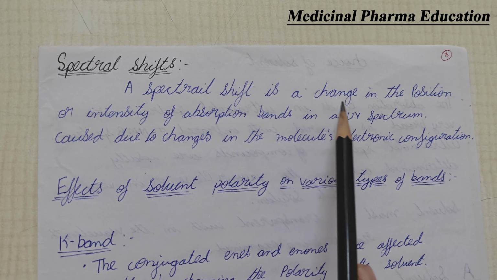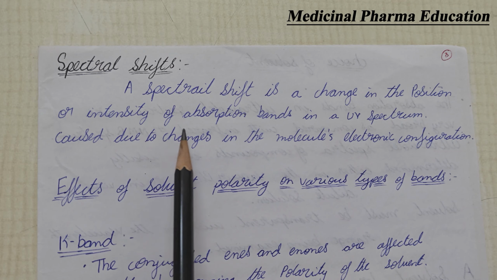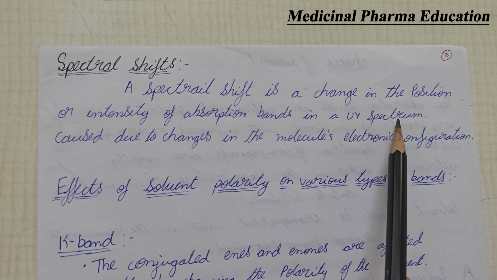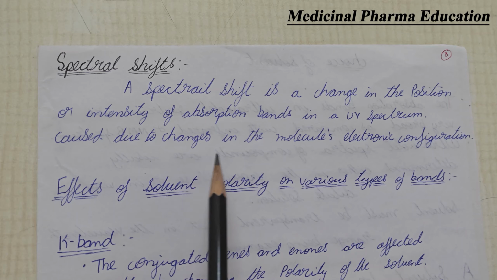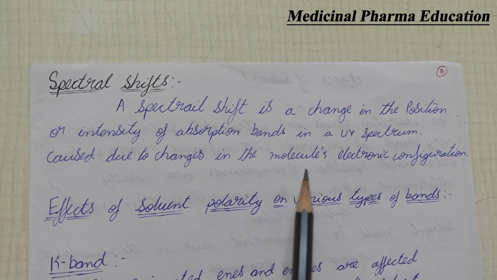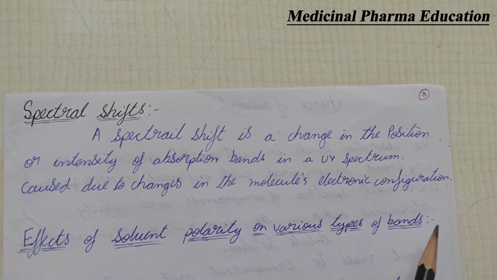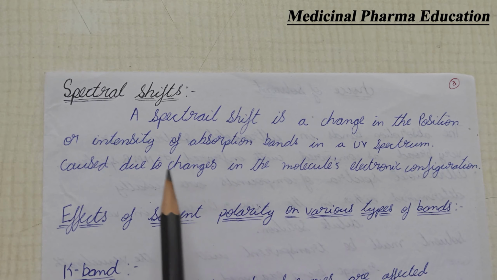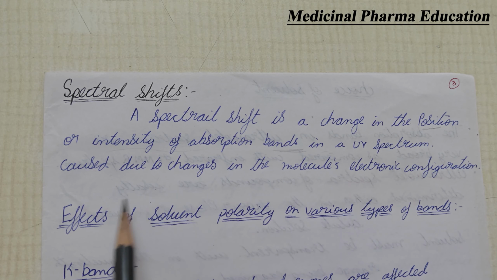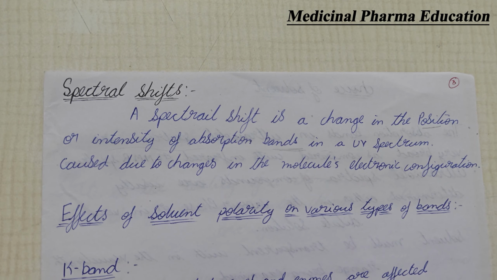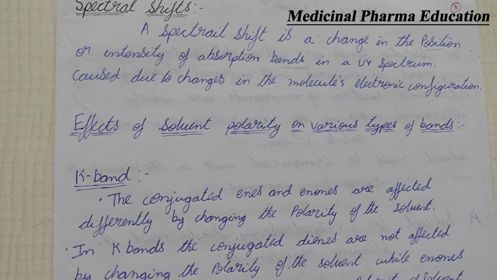Spectral shift is a change in the position or intensity of absorption bands in the UV visible spectrum caused due to a change in the molecular electronic configuration. That's the basic concept. It tells that spectral shift is nothing but a change in the position or the intensity of absorption bands in the UV spectrum caused due to the molecular electronic configuration. This is the basic definition of the spectral shift. You don't want to go in depth, just understand the definition.